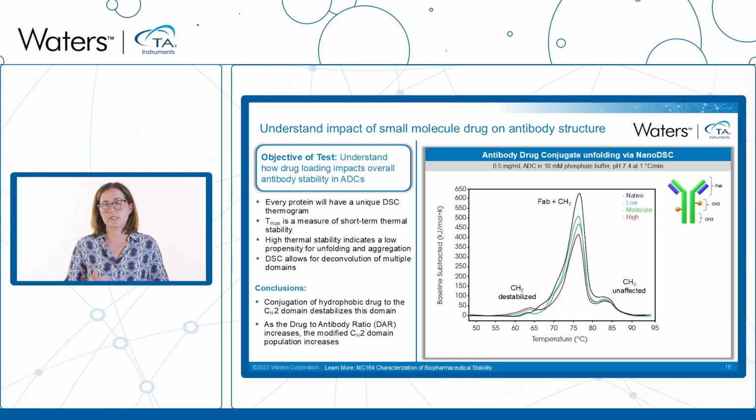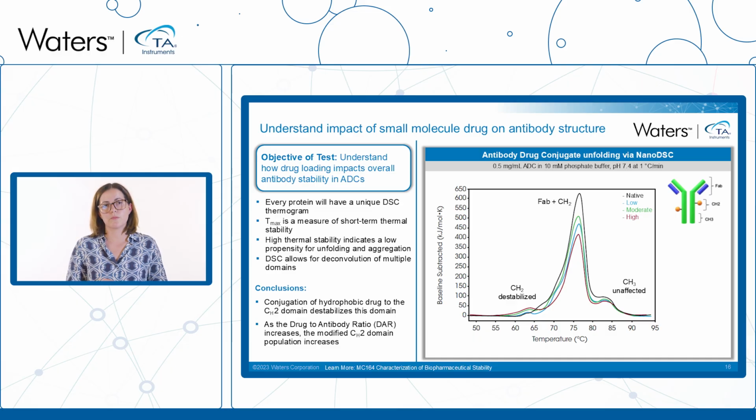We can use DSC for that. So in this example shown here, an antibody is run in its native form without any modifications, and then also with different loads of a drug conjugate. You can see the unfolding of the native antibody displays one large asymmetrical peak, which is going to be attributed to the unfolding of CH2 and Fab domains. And this transition is going to be followed by a smaller transition associated with the CH3 domain.